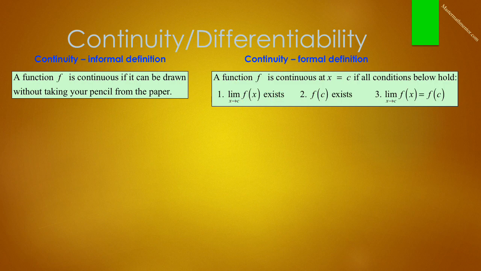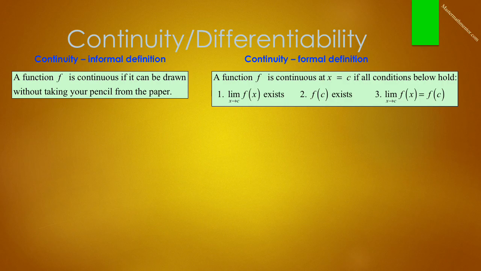A function f is continuous at x is equal to c if all three conditions below hold. 1. The limit of f of x as x approaches c must exist. 2. f of c exists. And 3. The limit of f of x as x approaches c must equal f of c.